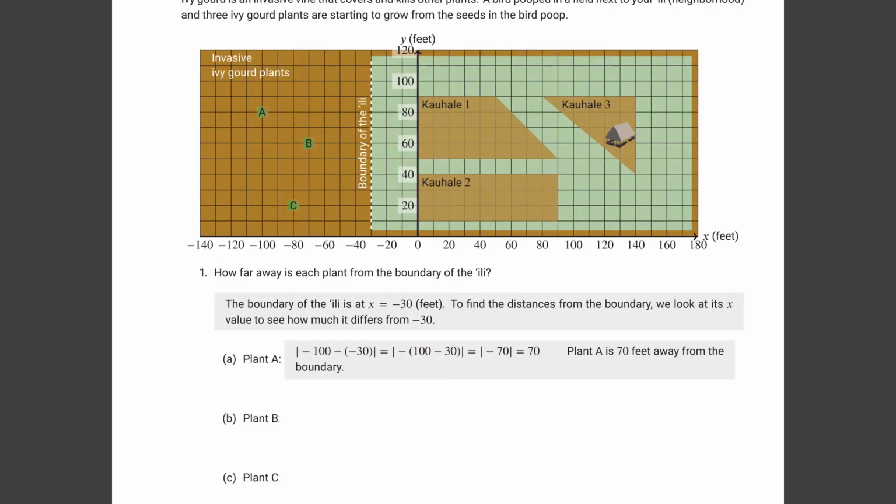Welcome back. The boundary is a vertical line at x equals -30 and plant A is at the coordinate (-100, 80). Since the boundary is a vertical line to the right of the plant, we can just look at the horizontal positions or x-coordinates. With these coordinates, we can see that plant A is 70 feet away from the boundary.